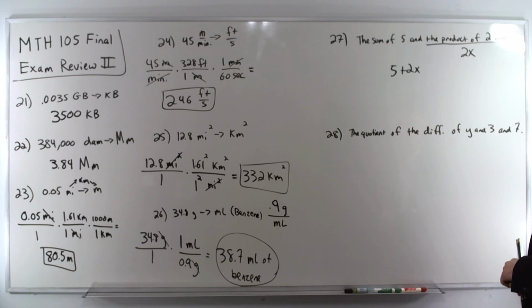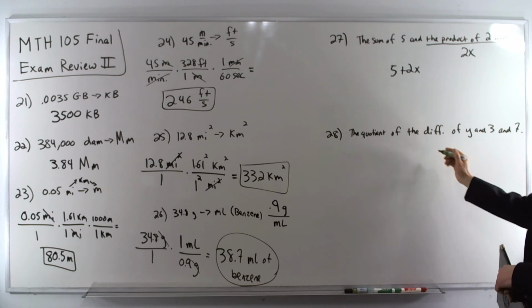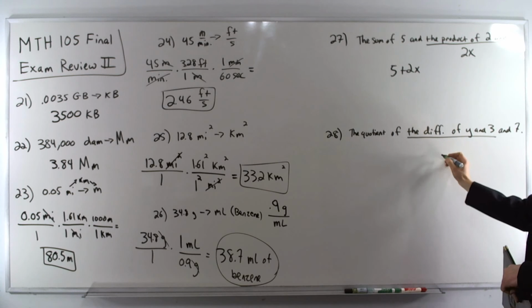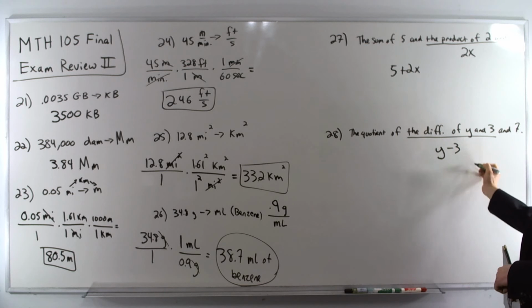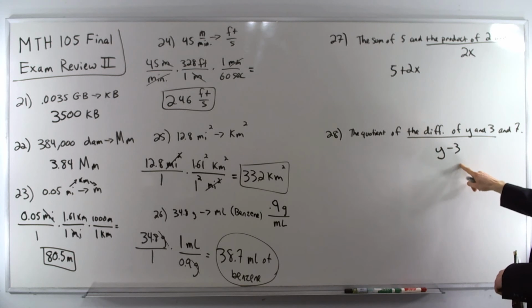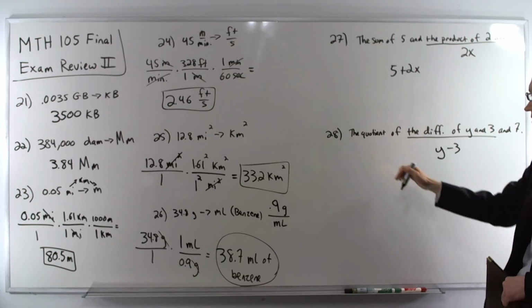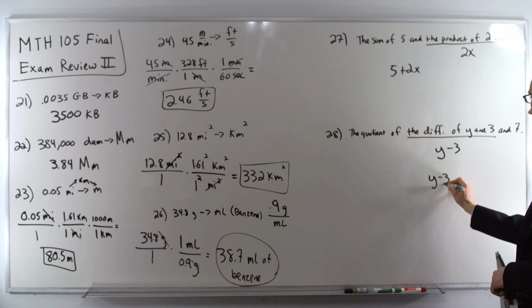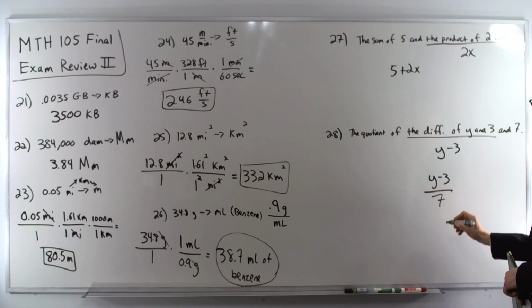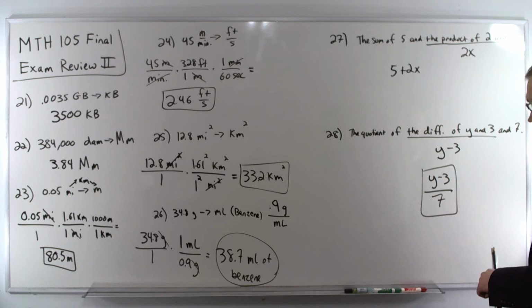Next up, number 28, we've got the quotient of the difference of y and 3 and 7. So this one's quite a bit more complex, hard to translate all at once. So let's look at the simple expression, the difference of y and 3. Difference is subtraction, so that is y minus 3 for this piece. Now we need to translate the quotient of y minus 3 and 7. Quotient is division. First thing that's mentioned goes on top, second thing goes on the bottom. So we have y minus 3 divided by 7.